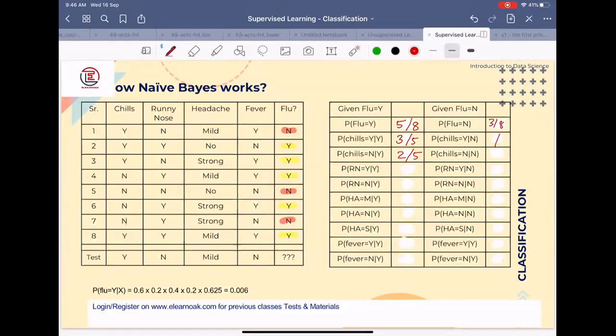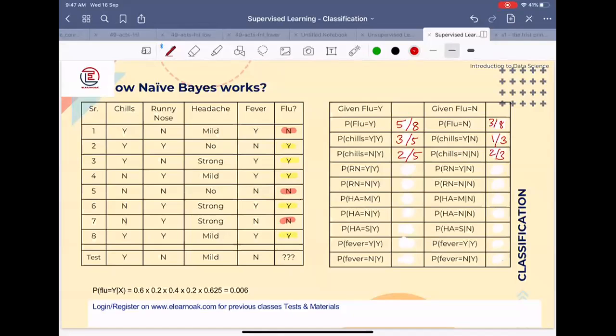The number of terms that I have in the denominator will be 3 because I have 3 terms of no. How many of these 3 are yes? So I have 1 yes, no, no. So I have 1 example of yes. So chills as yes and flu as no is 1 by 3. What is the example of this? Chills as no and flu as no, 2 by 3. Excellent. So I hope you are able to now evaluate all of these terms.